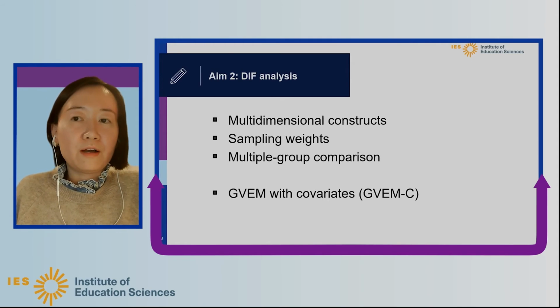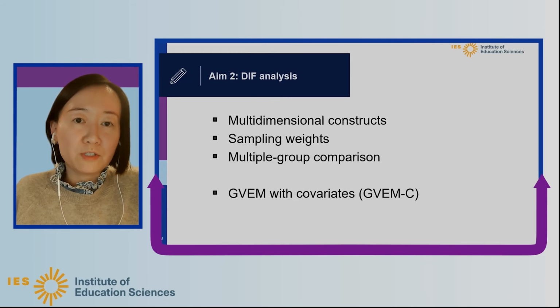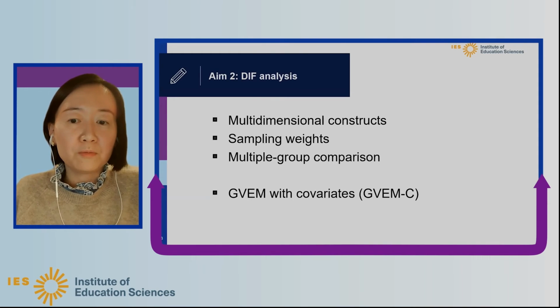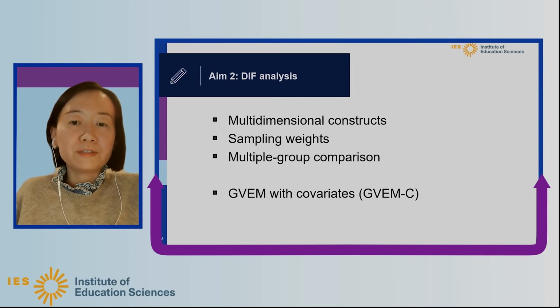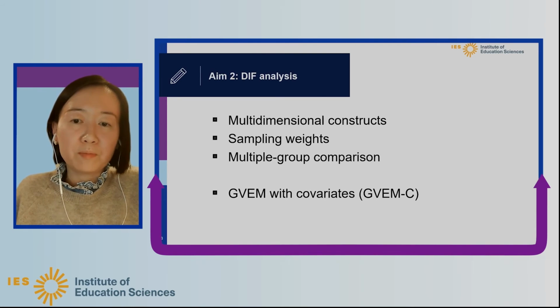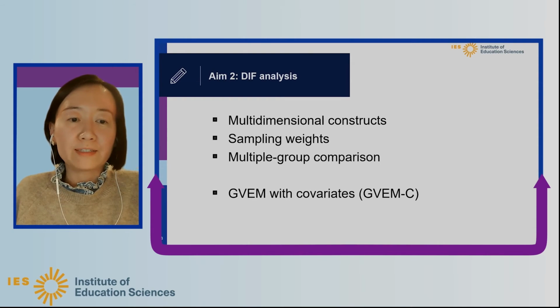And moreover, in the traditional method, a student has to be assigned to one of the two groups, either reference or focal group. And this treatment may exclude, for example, mixed race students. So instead, we propose this GVEM with covariate approach, GVEM-C, as a new DIF screening method that can handle multiple target dimensions and multiple person covariates all at once.